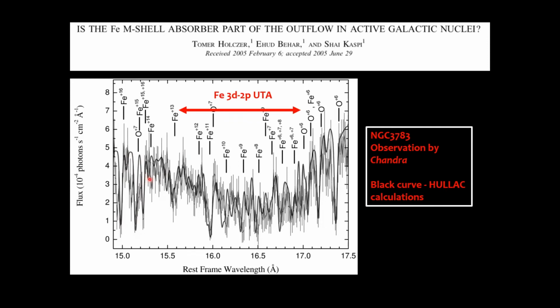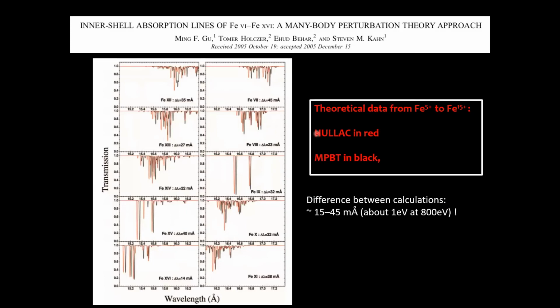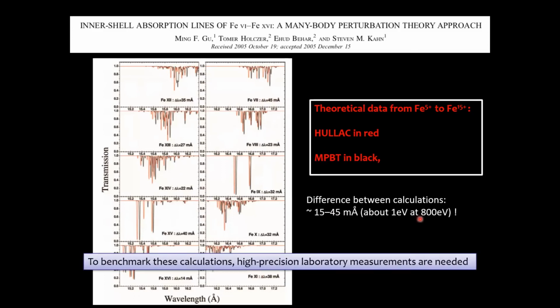And then after that, Ming-Fang actually used a somewhat more precise many-body perturbation theory compared to Hewlett, which is called configuration interaction. They found that for each charge state there is a systematic difference of 15 to 45 milliangstrom. If we convert it to energy, this is about 1 eV at 800 electron volt. So we also decided to measure this in the laboratory because there are no laboratory measurements.